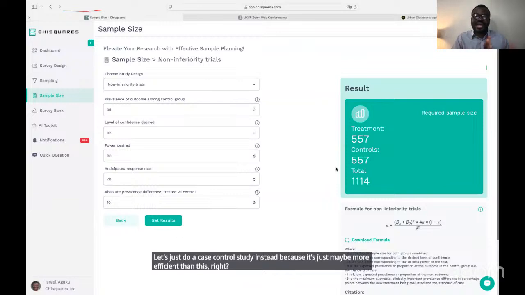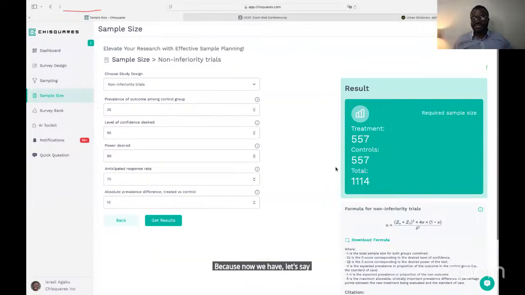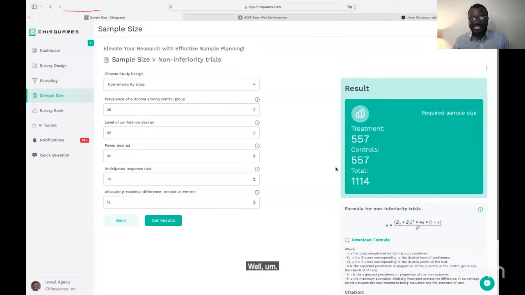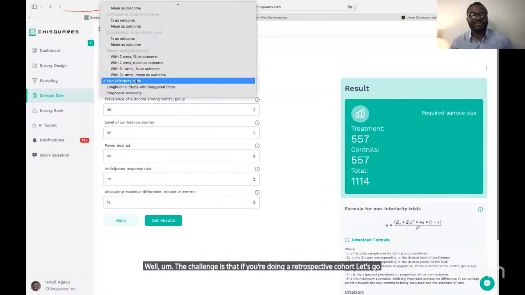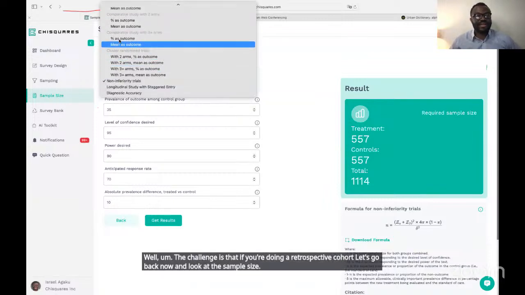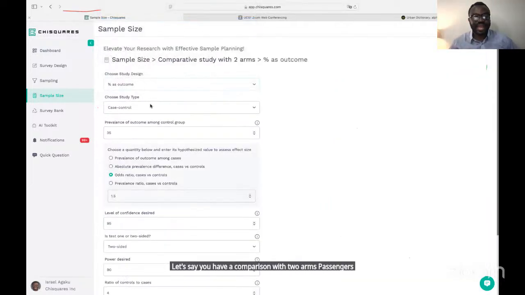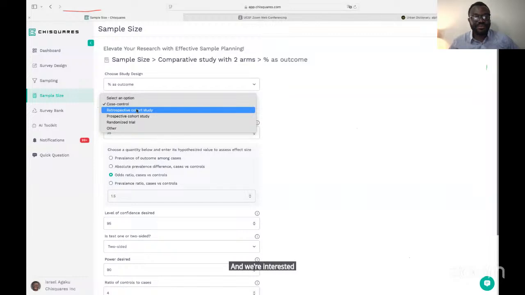Because now, let's say you have 200 cases of tuberculosis, and your research question is whether there is an association between XYZ and diagnosis of tuberculosis. You have 200 cases exactly. Well, the challenge is that if you're doing a retrospective cohort, let's go back now and look at the sample size. Let's say you have a comparative study with 2 arms, percentage as controls, and we're interested in a retrospective cohort study.